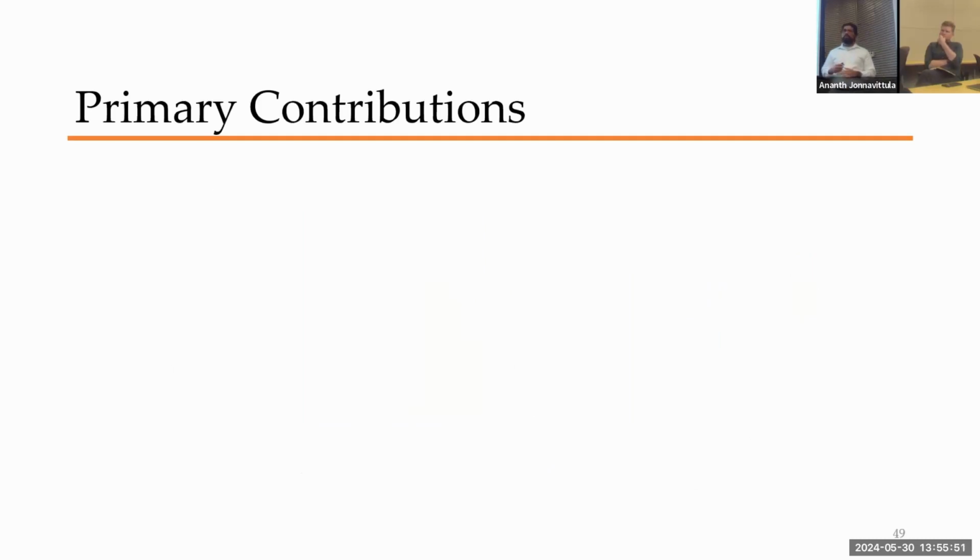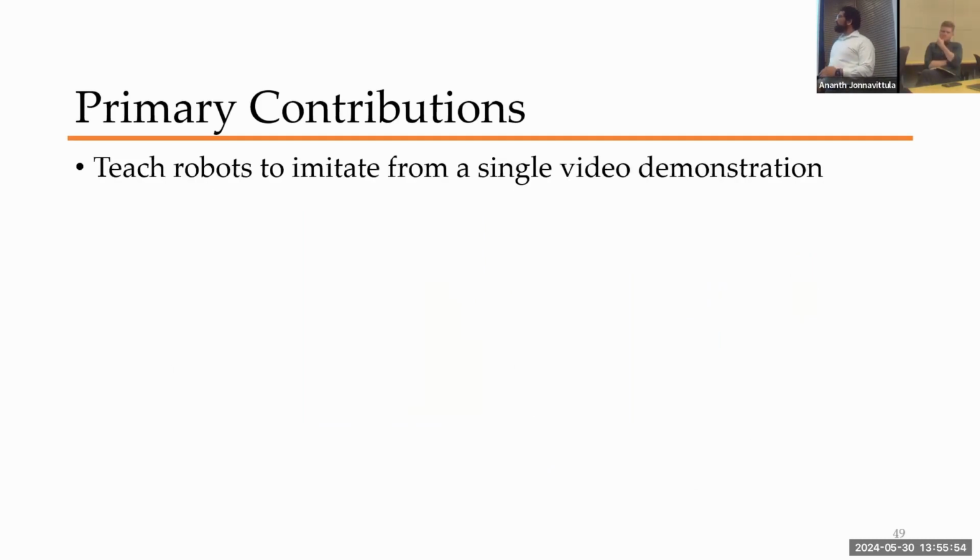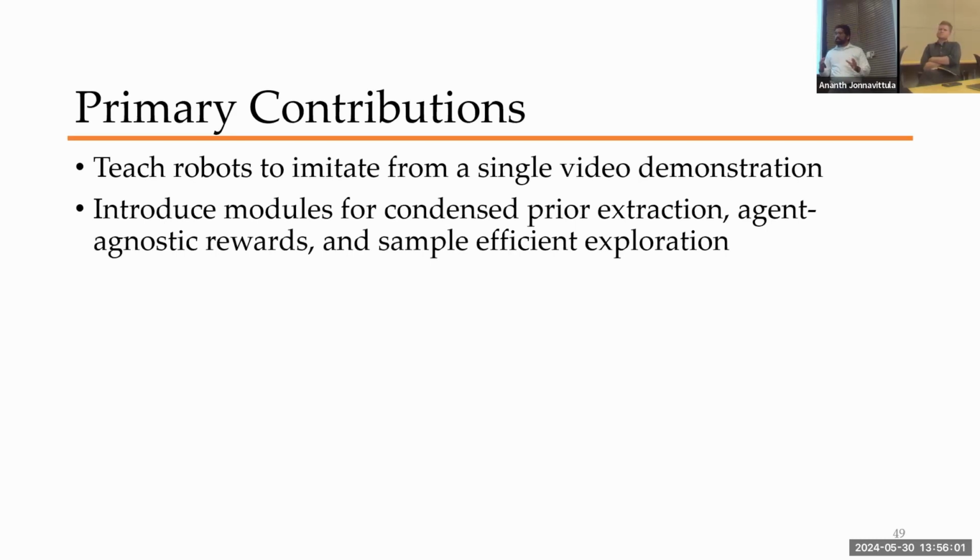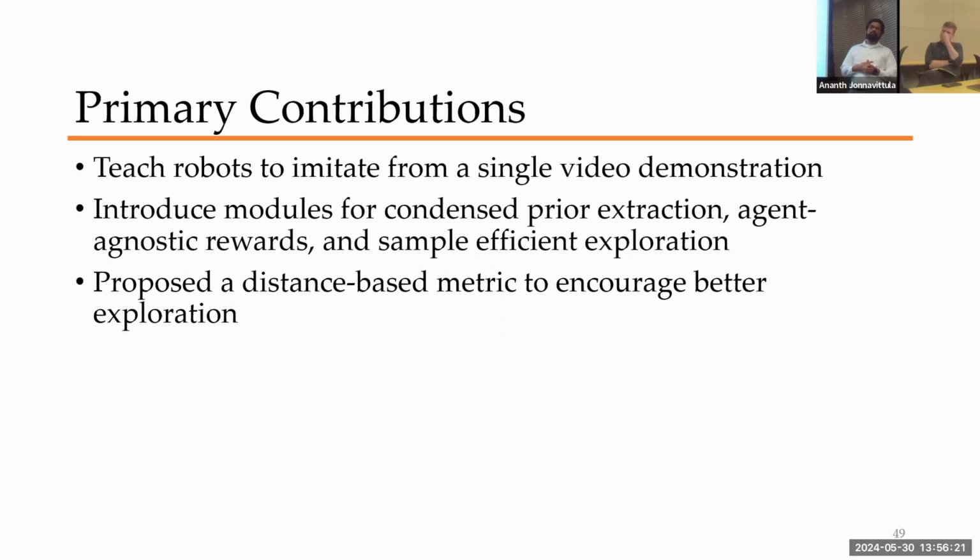All right, so what are the primary contributions in this part of the work? I think the first is that we somewhat succeeded in teaching robots to imitate from a single video demonstration. And we did this by coming up with these modules that together help the robot do it. The first of which is, how can we extract this compressed representation of what the human did? Next, we have these rewards, which are agent agnostic and help the robot explore. And then finally, we have this sample efficient exploration scheme for our task. And this sample efficient exploration comes from our distance-based metric, which helps the robot pick through points efficiently.